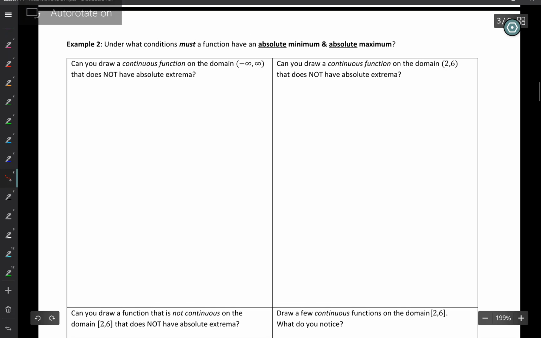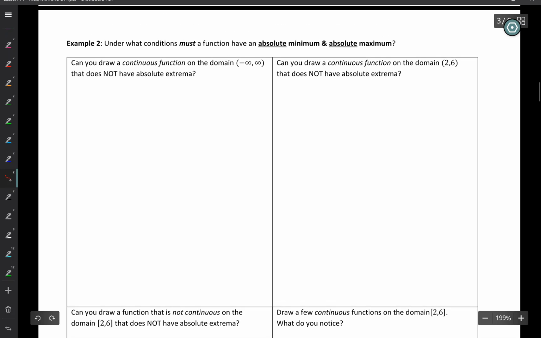Okay, so now we want to come up with some conditions where we know we must have an absolute max or min, a global max or min. And this is to set us up for understanding the extreme value theorem.